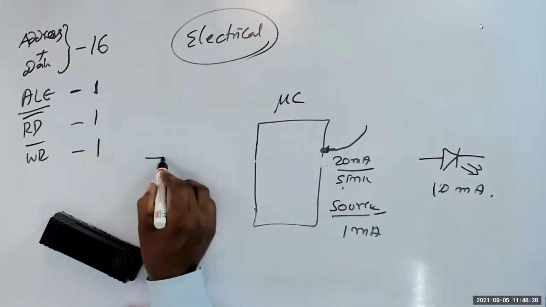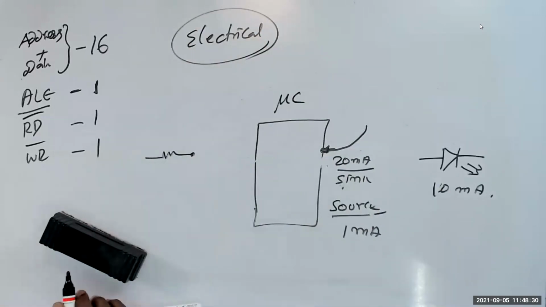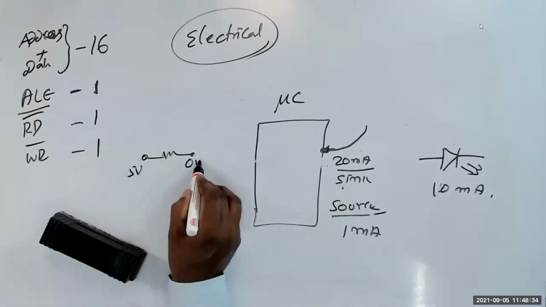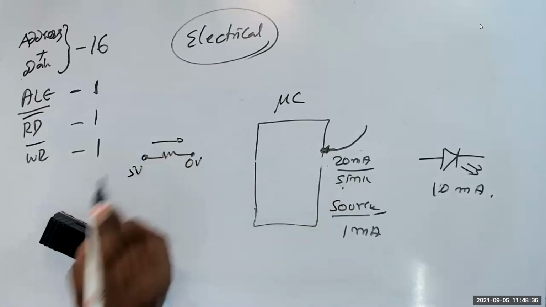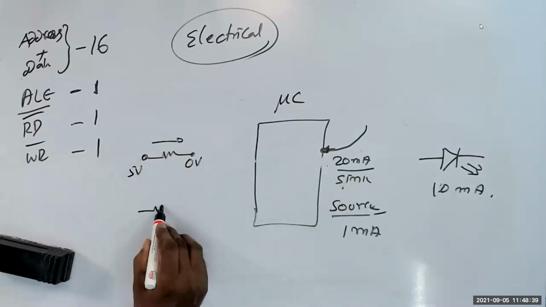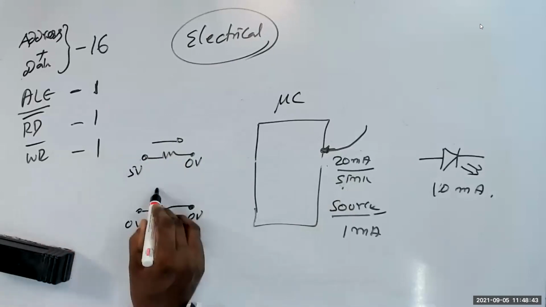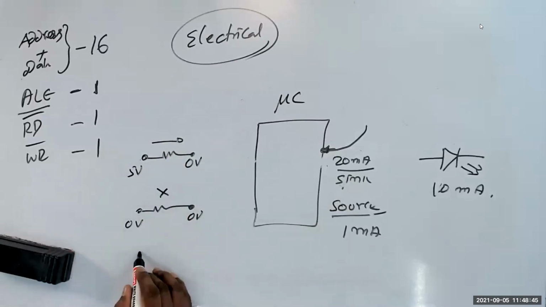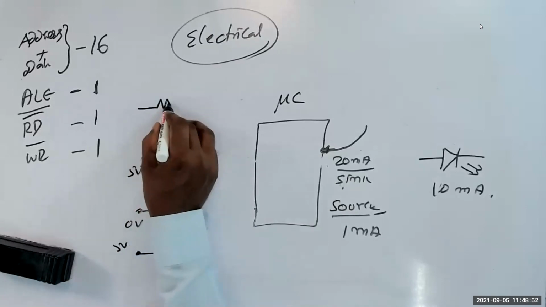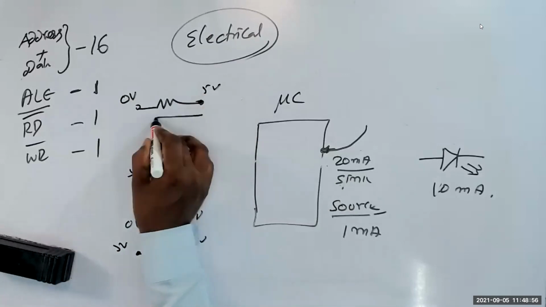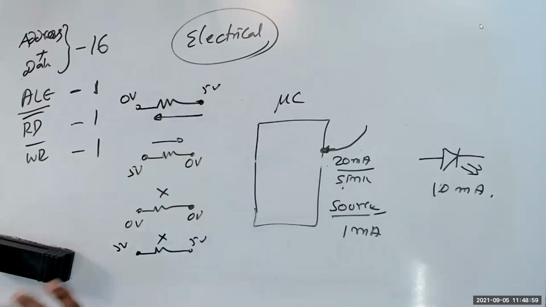Electrical, I have a resistor. If this pin is 5 volt and this pin is 0 volt, I will give current. If this pin is 0 volt, no current. If this pin is 5 volt, no current. And one more possibility, if this pin is 0 volt and this pin is 5 volt, this is a current. So see, there are 4 possibilities.